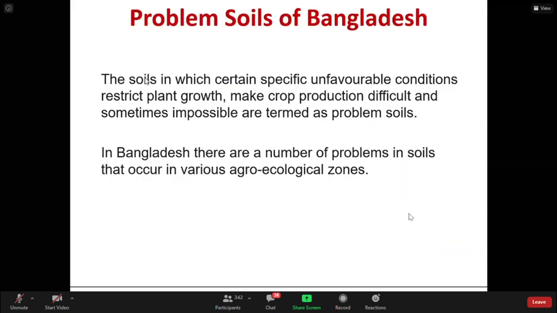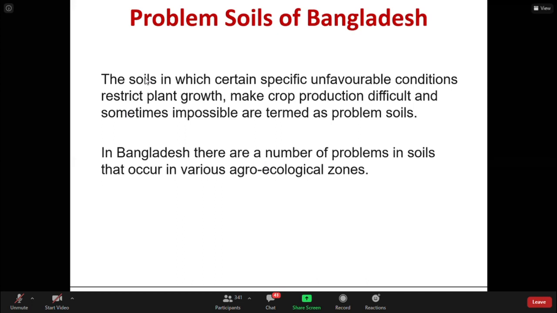And in Bangladesh, we have various types of problems. So I think you have understood what is meant by problem soils. That means soils have some specific conditions, specific issues that make our crop production difficult, and that are working as a barrier for our crop production. And to break those barriers, those problems, issues, we need to take some special care. And those soils are called problem soils.